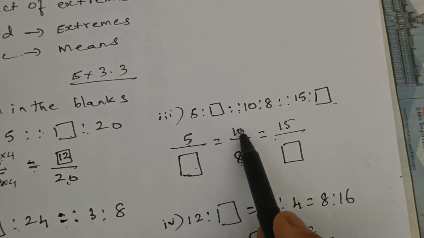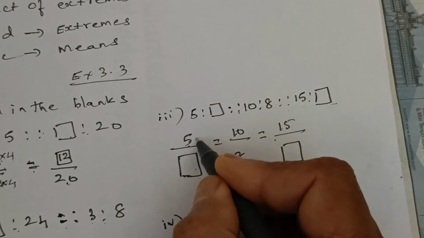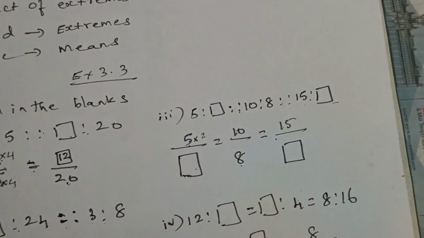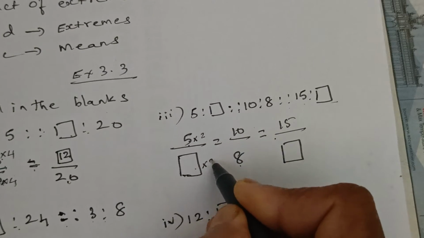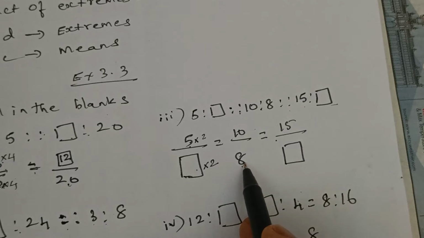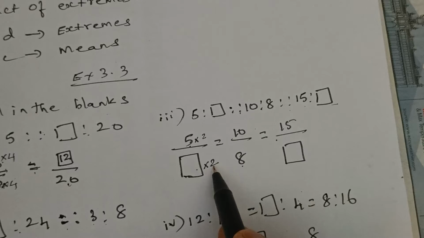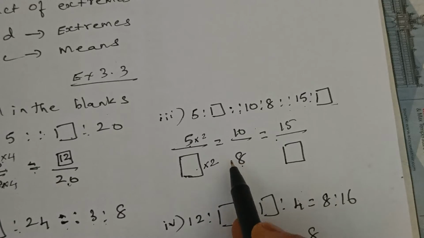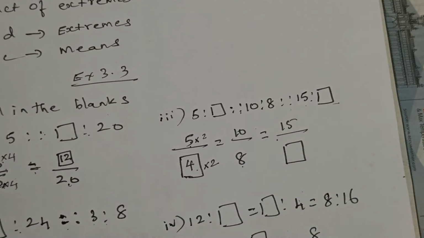5 into what number gives 10? 5 ones are 5, 5 2s are 10. So the numerator is multiplied by 2. What does it mean? Multiply the denominator also by the same 2. So we have to get the answer as 8. 2 into what number gives you 8? Tell 2 tables till we get 8. Yes, we know 2 4s are 8. So 4 is the answer.